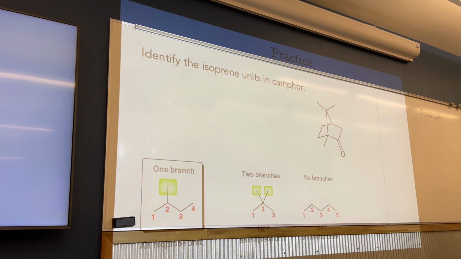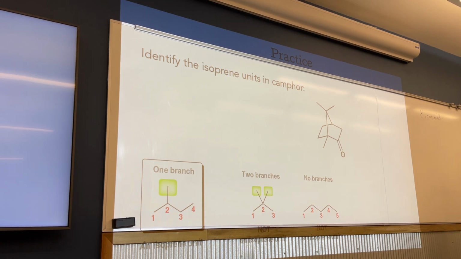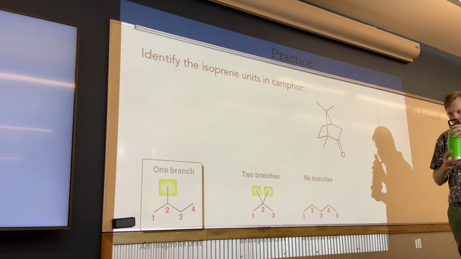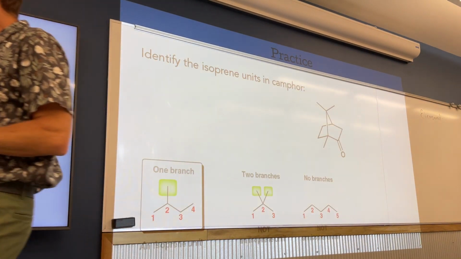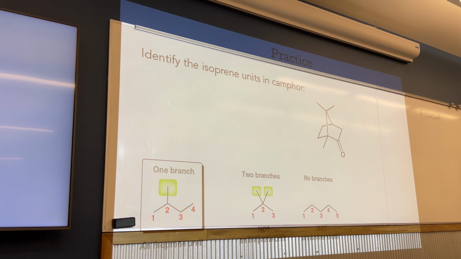All right, so let's try this. Where is the isoprene in camphor? And remember, it's got to have this structure here. If we have 5 carbons, but 2 of them are branching off on the second carbon, it's not an isoprene. If they're all in just one chain, they're not an isoprene.